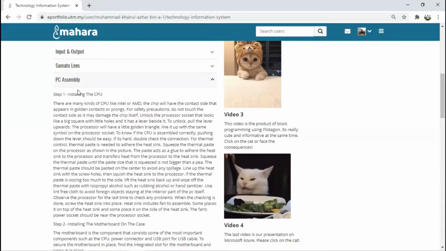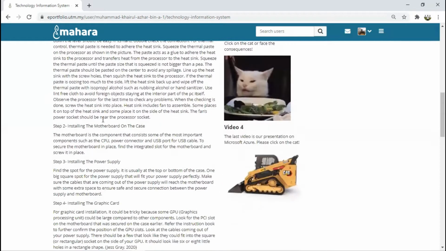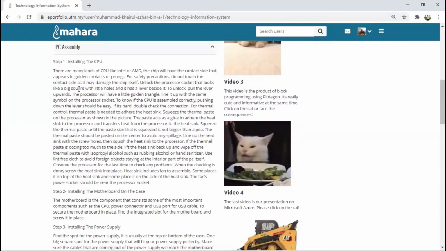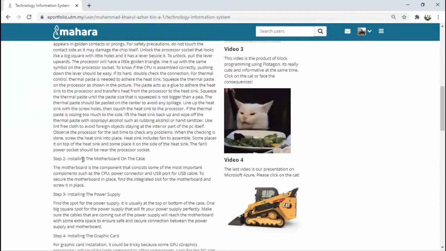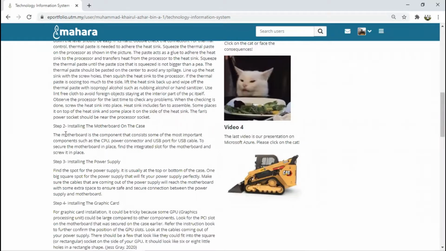Okay, now for the third assignment, it's PC assembly. There are a few steps in assembling a PC. Step one is installing the CPU. You can read it, I'll just explain the basic one. Using the CPU chip like Intel or AMD, unlock the processor, then glue the heatsink to the processor using thermal paste. Don't squeeze it too much, or it will spill on the sides. You can just read it because it's pretty detailed.